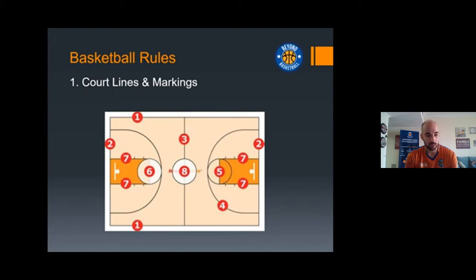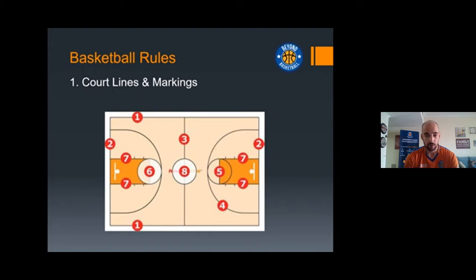Okay, so why is it important to know court lines and markings? When you play the game, for example, if you dribble the ball and you step on the sideline, you will lose that ball. Why? You will go outside of the court, and that is a violation. Another team will get that ball, and you need to play defense. So it's very important that you know the lines on the court. And of course, we don't want to let that happen.